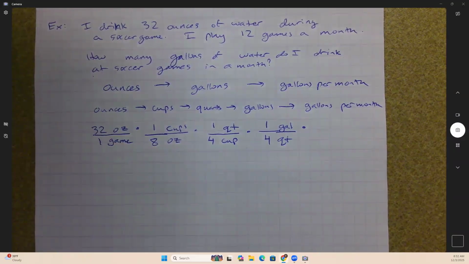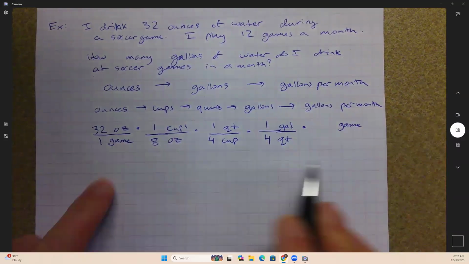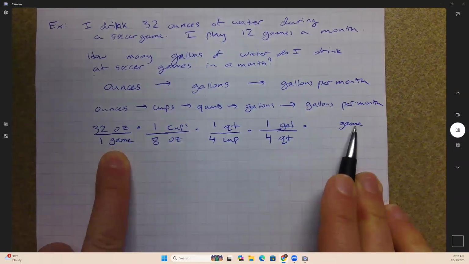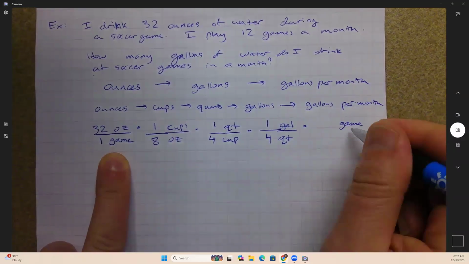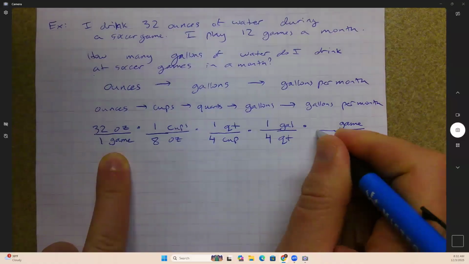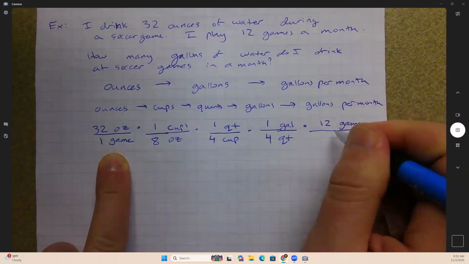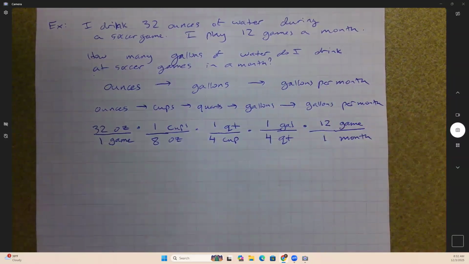And how many games do I have a month? So I can put games here because I want to cancel that out. It was in the bottom, so I'm going to put it on the top, and a month here. And I have 12 games in 1 month.